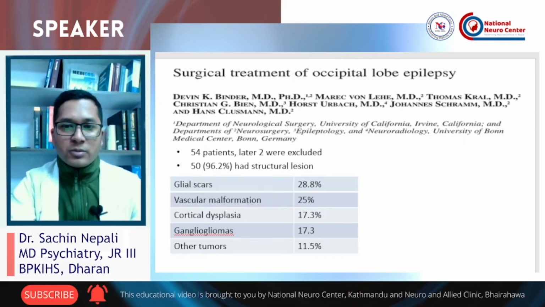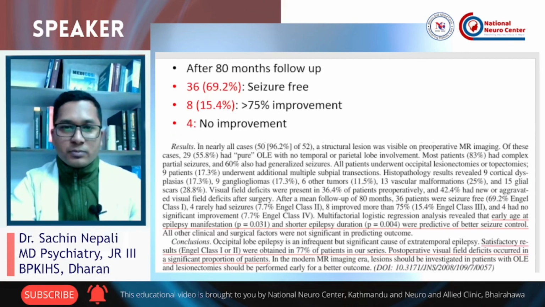Now here I would like to present one article on surgical treatment of occipital lobe epilepsy. In that, 54 patients were enrolled, and later 2 were excluded because of not fulfilling the data properly, and overall in 52 patients, 96.2% had structural lesions, and in that more were having glial scars, that is 28.8%, and then vascular malformation, cortical dysplasia, gangliogliomas, and other tumors.